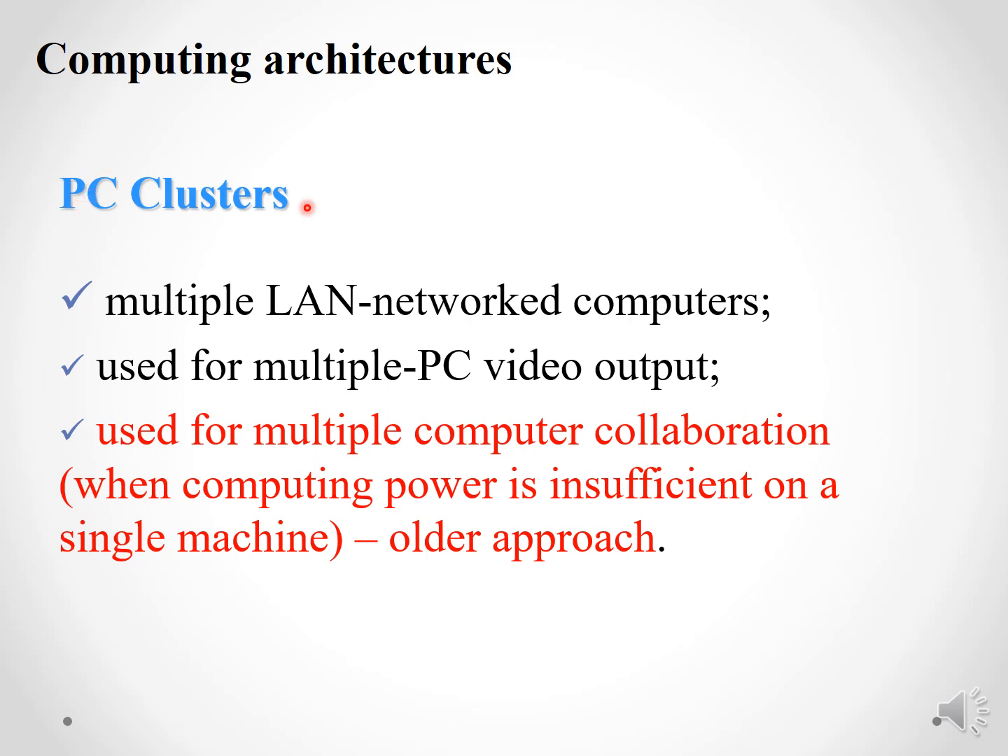For PC clusters, we have either multiple LAN network computers, used for multiple PC video output, or used for multiple computer collaboration. This one will be used only when the computing power is insufficient on a single machine, but this one is basically the older approach. The modern one is only multiple LAN network computers and also for multiple PC video output.